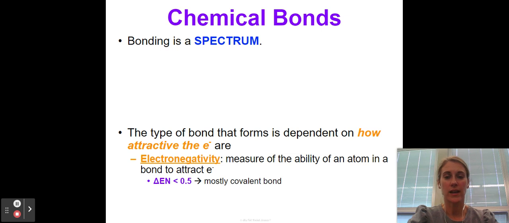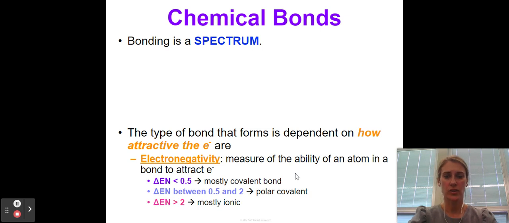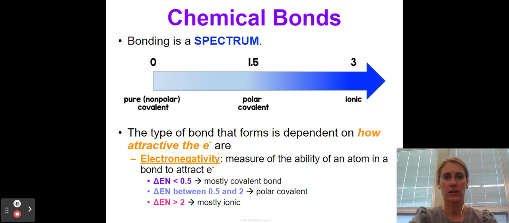So as a reminder, less than 0.5 difference is going to be a mostly covalent bond, or sometimes we call it nonpolar. Between 0.5 and 2 difference is going to give you a polar covalent. And then an extreme difference, greater than 2, is ionic. So this is the spectrum here. It's not always the same for every resource. You may find books or things online that will say different numbers. Again, it's just an idea, and it's all relative. So this is to give you a guideline, but keep in mind that it's not a cut and dry thing.